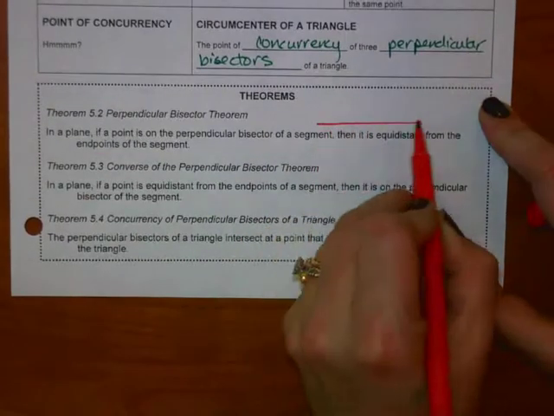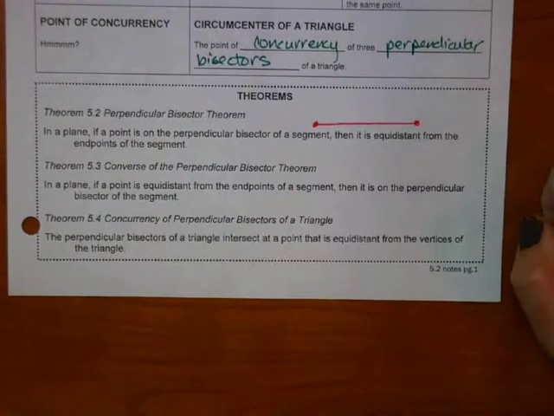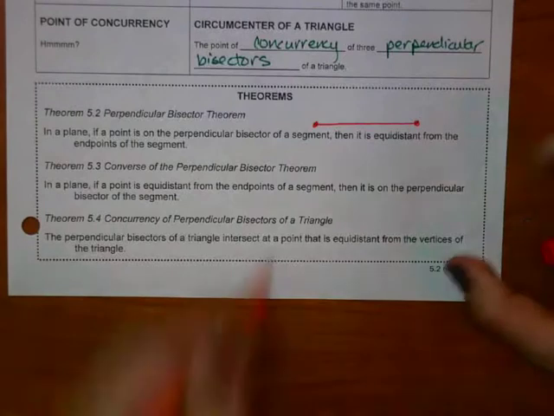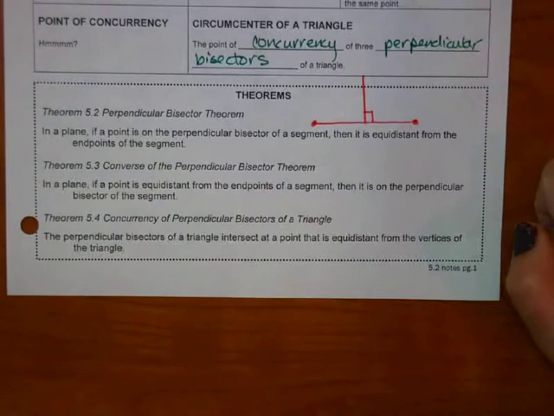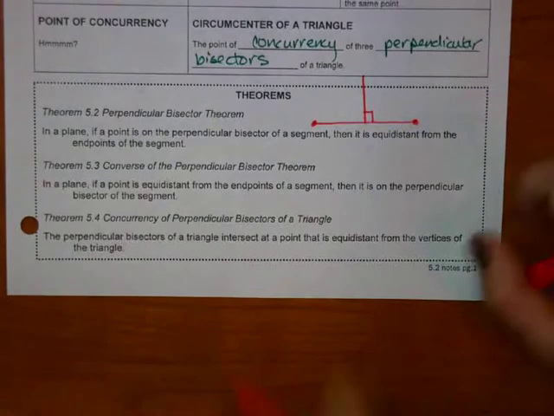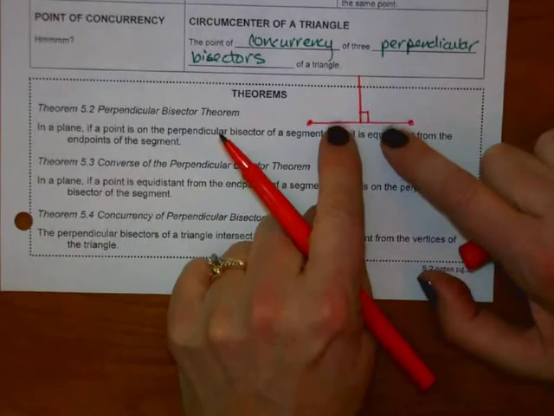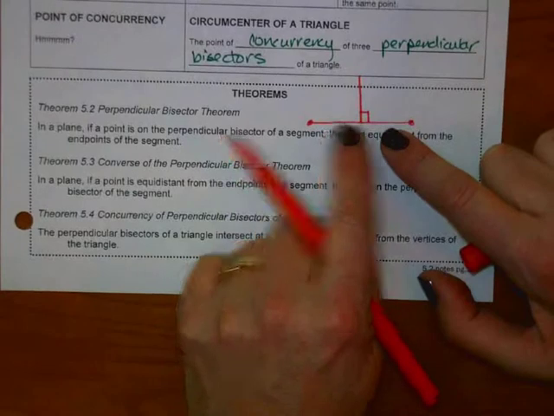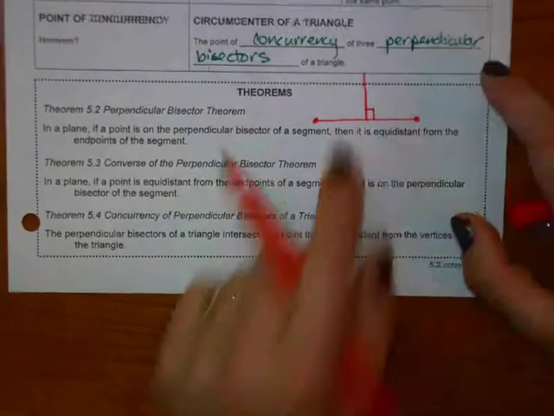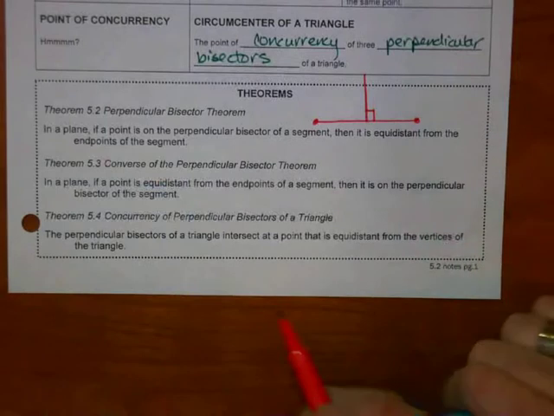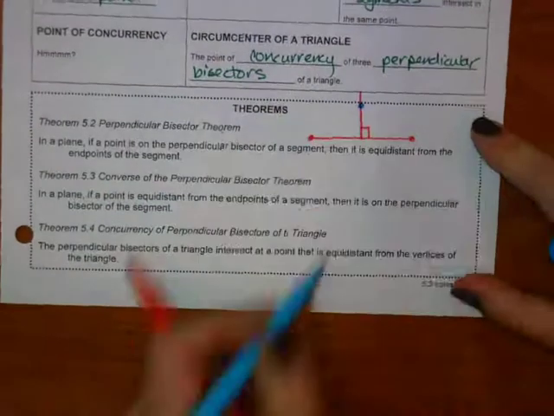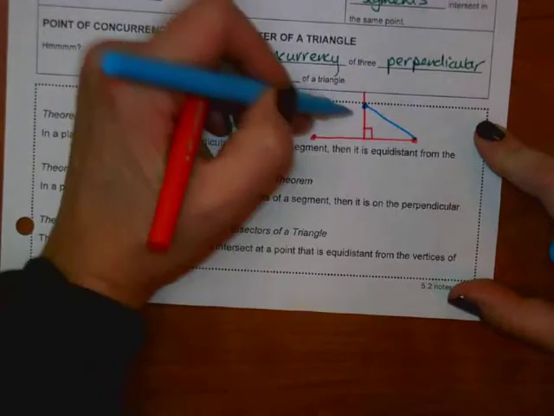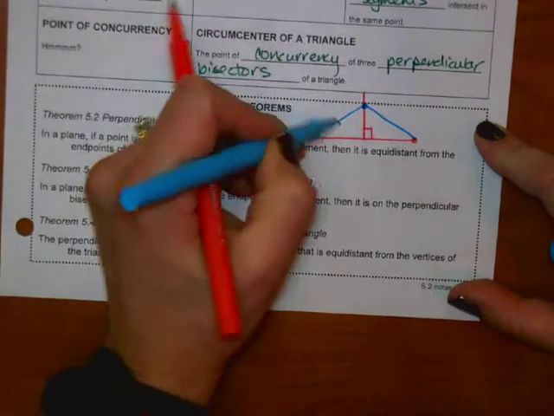Here's a segment. Draw a segment. And then I'm going to draw the perpendicular bisector of that segment. So I'm just going to make a right angle there. Not only is it a right angle, but it does what here? It's the midpoint, right? Cuts these in half. Okay, now this theorem is saying, if I take a point anywhere on this perpendicular bisector and I connect it to the endpoints of the segment, those are congruent.